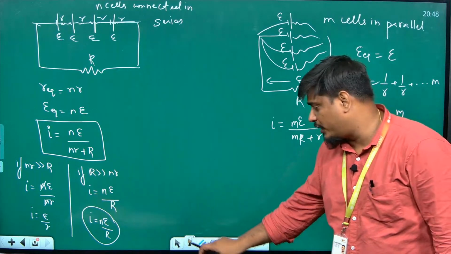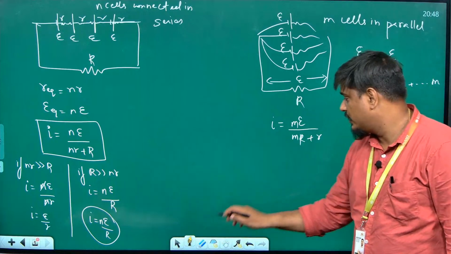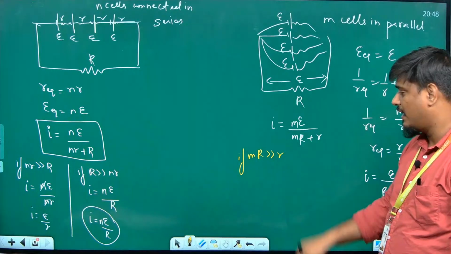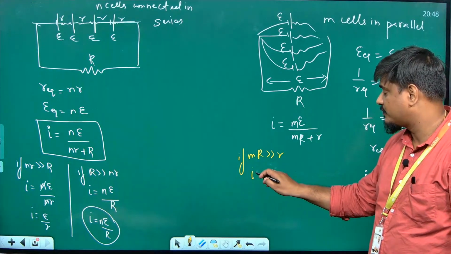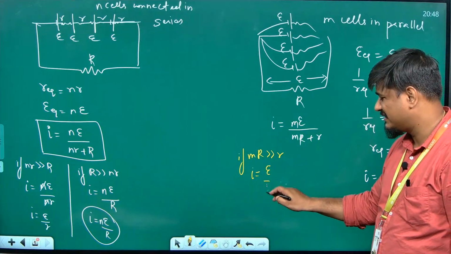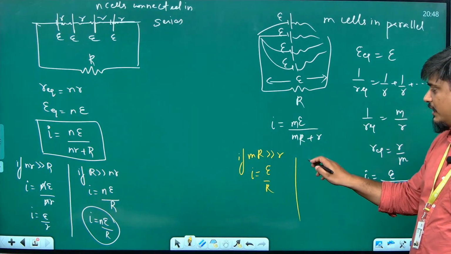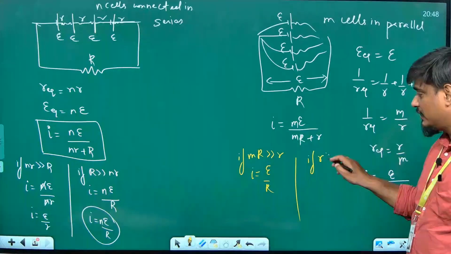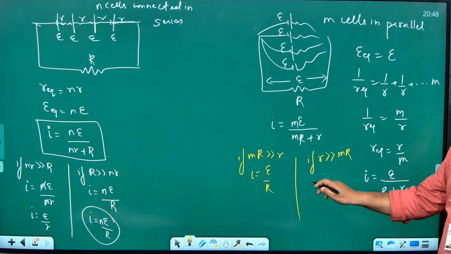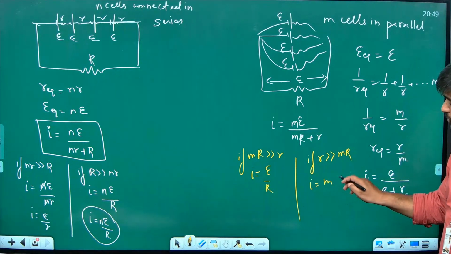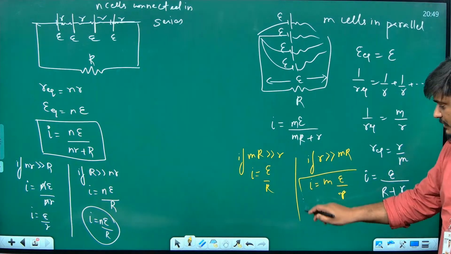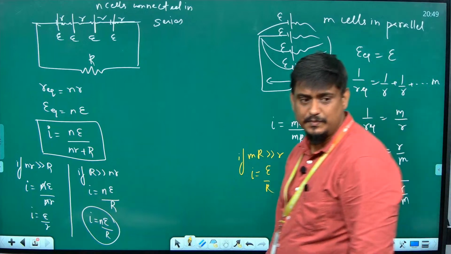Now, once again we have two conditions. One condition is what? If mR is much more than r, what will happen to I? r will get cancelled, so E by R. And second condition, if r is much more than mR, what is going to happen? I will become equal to m times E by r. Do you agree with me? Do you agree with me?